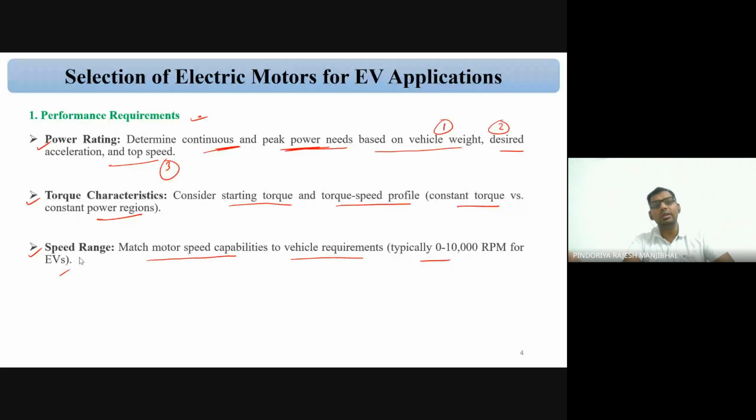These are the performance requirements. So this slide is the most important: power rating, torque characteristic, and the speed range. Okay. Is there any confusion about this slide? Any doubts? Any confusion? Okay.